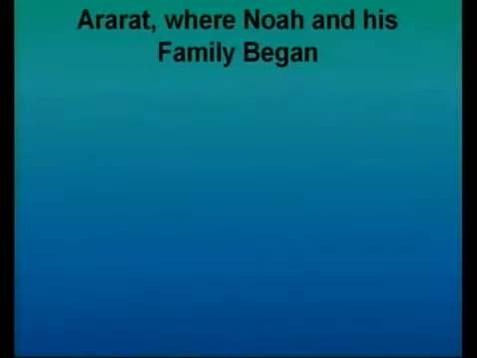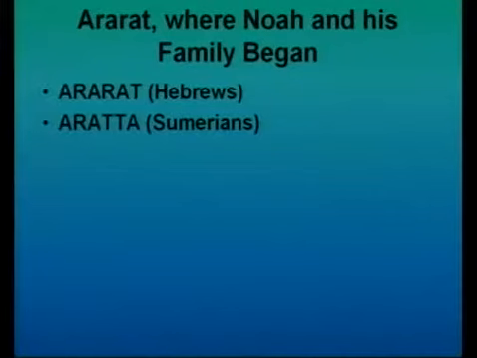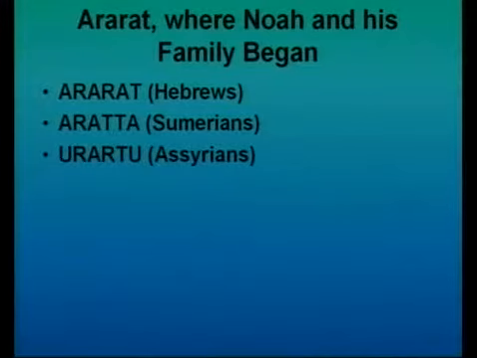Now let's have a look at Ararat and where Noah and his family began. According to Genesis and the Hebrews, of course, they speak about Ararat, and Ararat indeed was not just a range of mountains, it became a place just below the mountains. But the Sumerians also refer to the same place, except they call it Aratta. The Assyrians call it Urartu, basically the same place, and it was famous and mentioned in their clay tablets very early on.